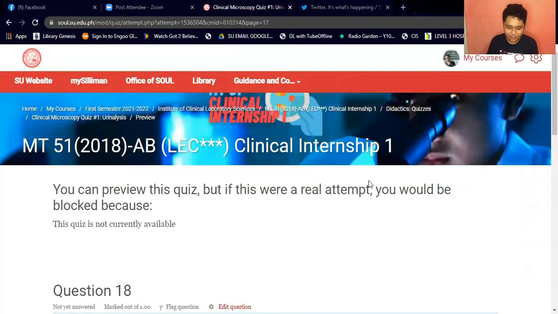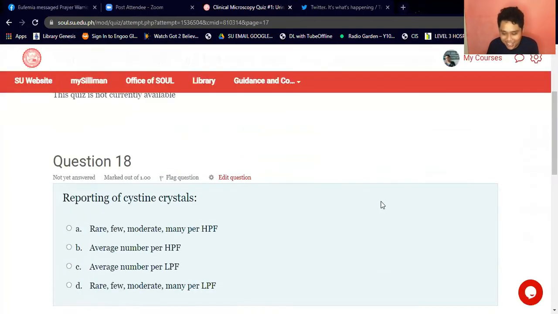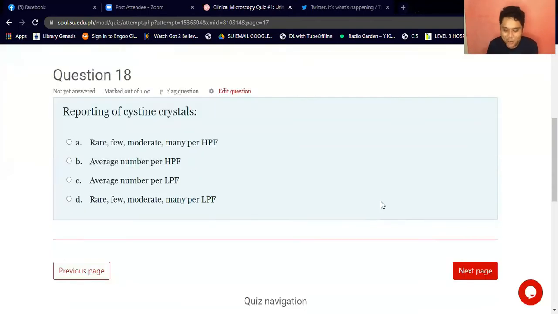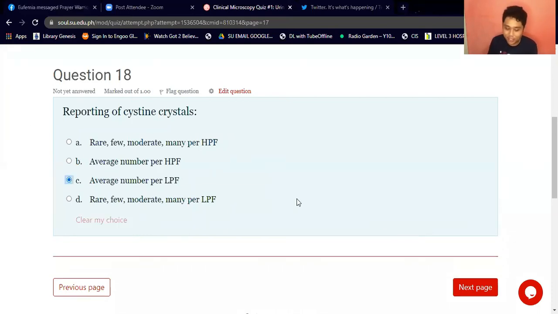Ka-answer naman lagi. Okay. Reporting of cysteine crystals. Unsa man si cysteine? Is it a normal or abnormal crystal? Abnormal crystal. And unsa kanang reporting for abnormal crystals? Average number per LPF, sir. Very good. And natong mnemonics for that is cast crabs.